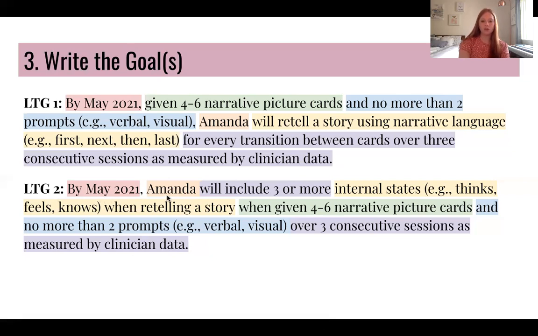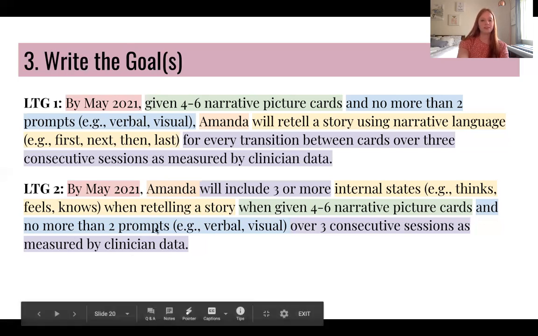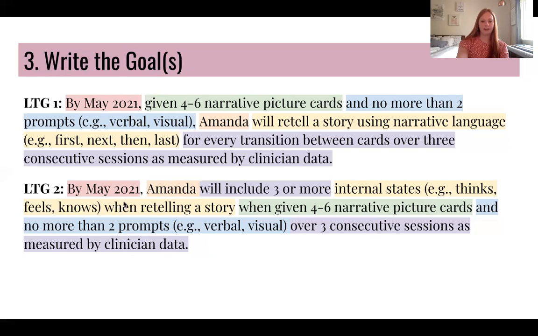So here, by May 2021, Amanda will include 3 or more internal states, example, thinks, feels, knows, when retelling a story, when given, see, I would rewrite this right here. This is me critiquing a goal that I just wrote. I would say, while retelling a story, when given 4 to 6 picture cards and no more than 2 prompts, example, verbal, visual, over 3 consecutive sessions as measured by clinician data. The reason why I would change that word here is just because having when right next to each other is just a little much for me.